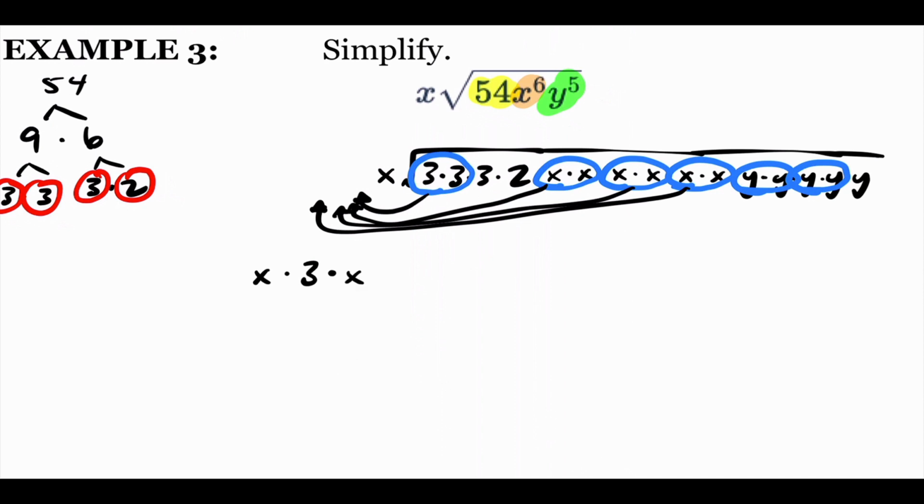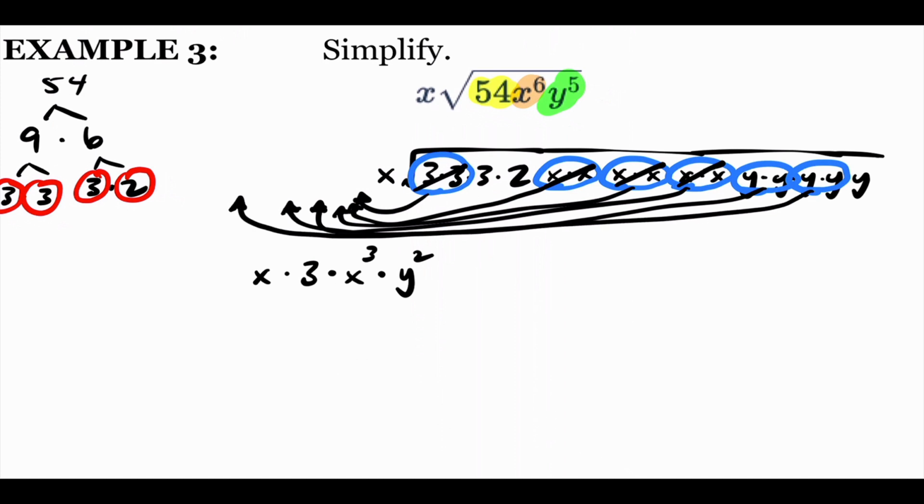Well, x times x times x is x to the 3rd. How many pairs of y do I have? 2. So, in other words, y squared comes out. So the x in the front was the one that was already there. The 3, I had a pair of 3s. x to the 3rd because I had 3 pairs of x. y squared because I had 2 pairs of y's.